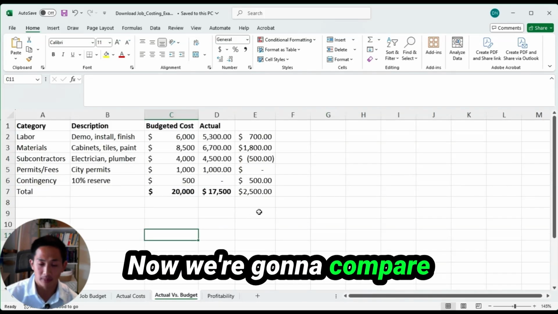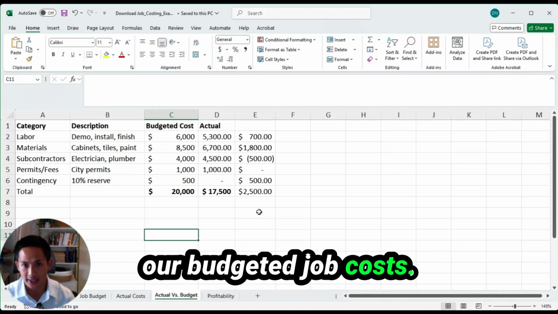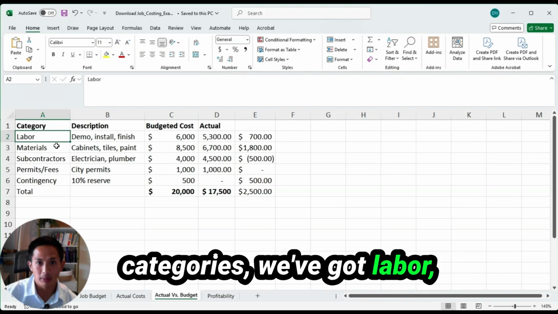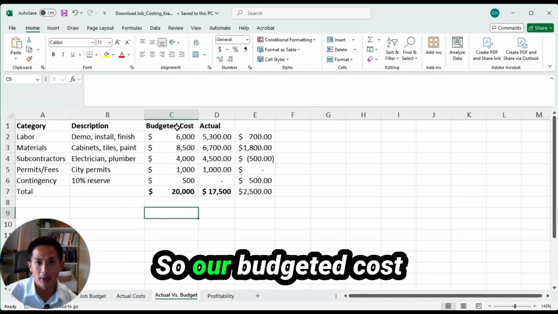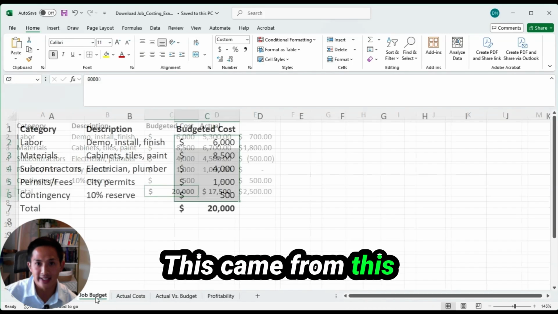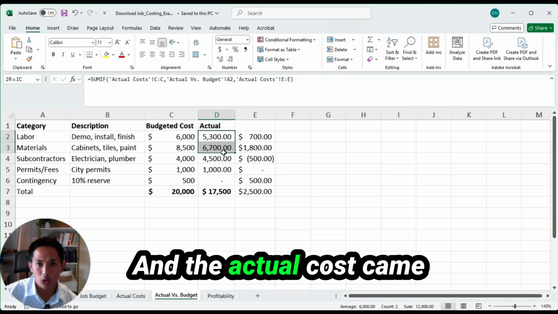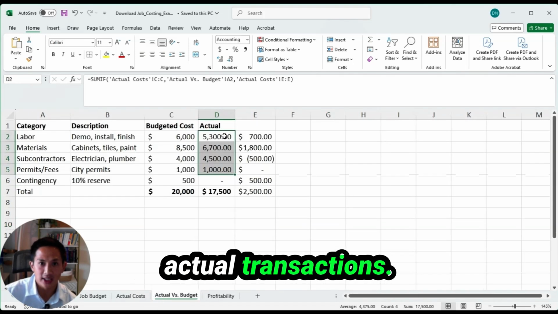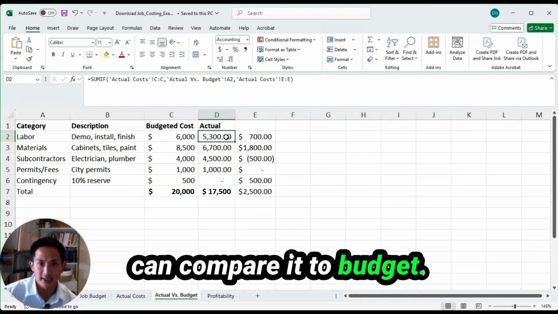Now we're going to compare our actual job costs versus our budgeted job costs. So here we've got our categories. We've got labor, materials, subcontractors, permits, and contingency. Our budgeted cost was $20,000 in total. This came from this tab here, $20,000. And the actual cost came from the actual tab here. These are all the actual transactions, so we pull these into this report so we can compare it to budget.